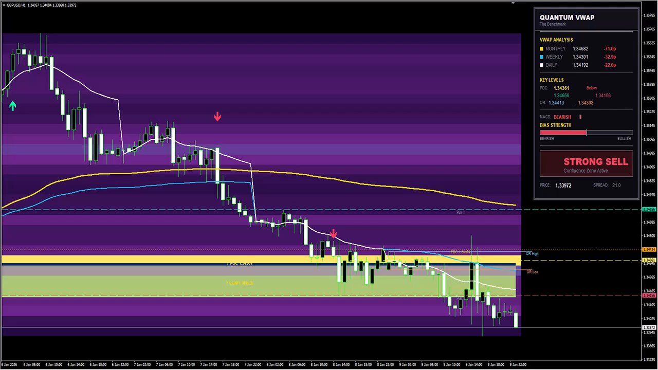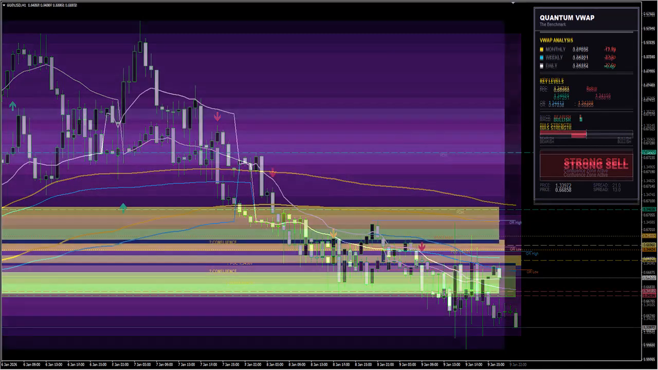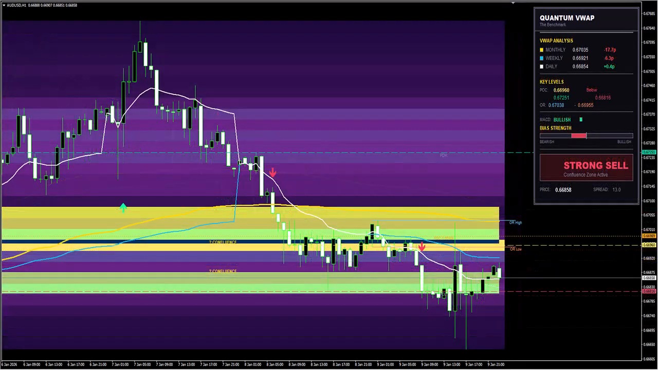Now let's be real for a second. VWAP is powerful, but it's not magic. Especially in Forex, where there's no centralized exchange, VWAP is based on tick volume rather than true traded volume. That means it's still extremely useful, but it should be treated as a guideline, not a perfect prediction tool. The best traders don't rely on one indicator. They use VWAP as part of a bigger picture that includes structure, trend, and price action.